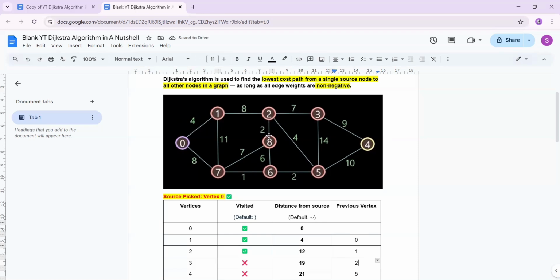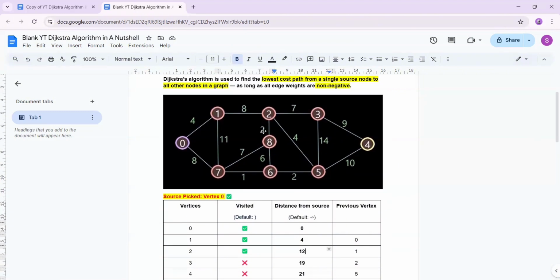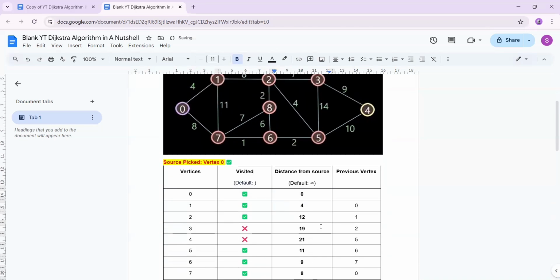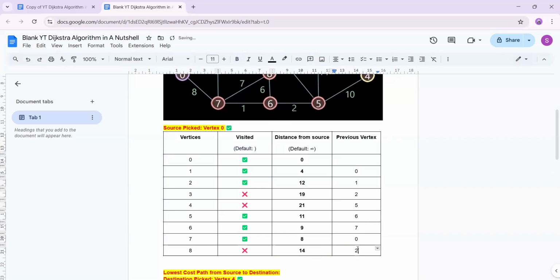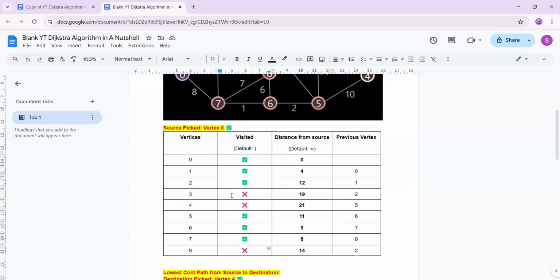And then from 2 to 8, okay? 2 is already 12. To 8, we have an additional of 2, so it'll be 14, right? But let's check. 14 is smaller than 15, so we will update it. And our previous vertex is 2. Okay, before we mark, let's check. Which has the smallest distance from source and is unvisited? It's vertex 8. So we will mark it as visited.